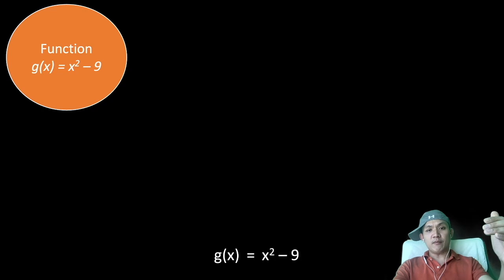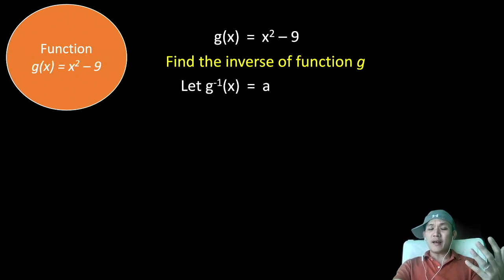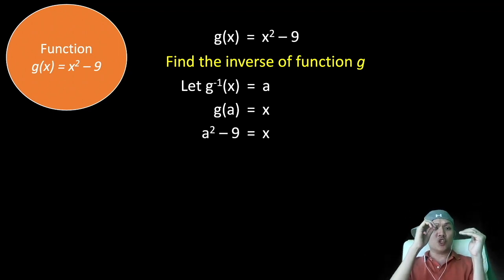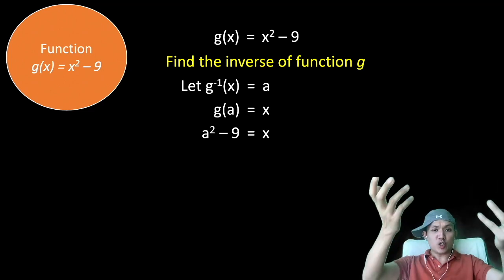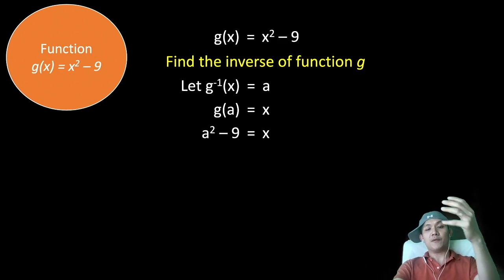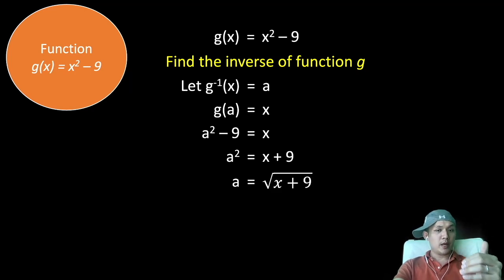Okay, now the second one, we'll go to a little bit more difficult one with some squares in it. You will see it's actually pretty simple as well. The first step is let the inverse be something. g inverse of x is equal to a, and g(a) is equal to x. Now, g in terms of a, you replace it into your g(x). Just replace the x with an a in this case. You will get a squared minus 9 is equal to x. Just like just now, where we replaced the x with a y. And so you go ahead.